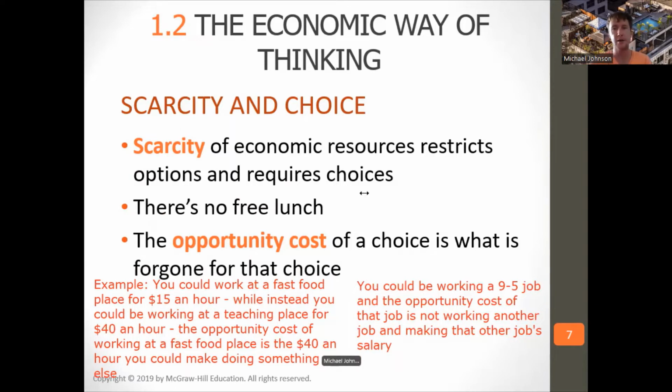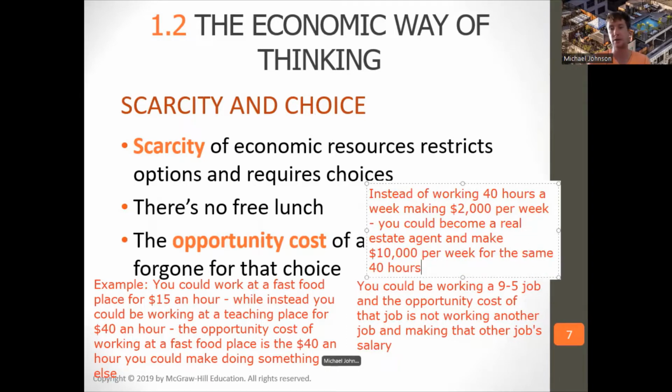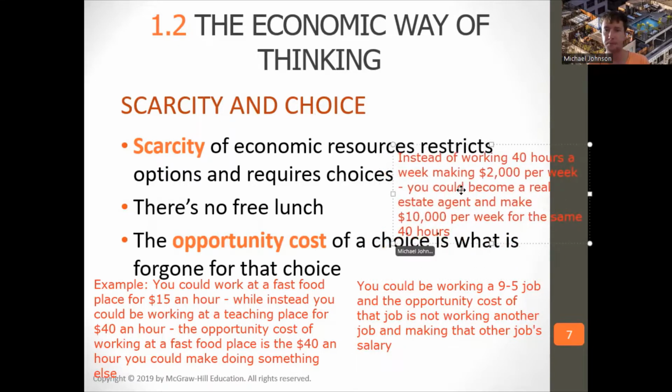So instead of working 40 hours a week making, let's say, $2,000 per week, you could become a real estate agent and make $10,000 per week for the same 40 hours. You're right, so you could be working 40 hours still, but you're making a lot more. So that's a good example.